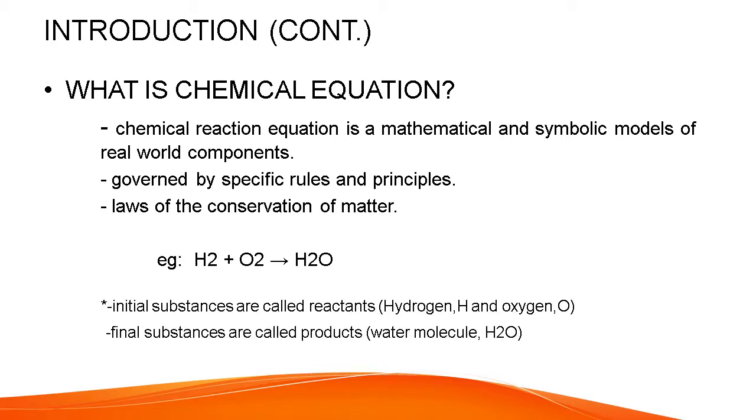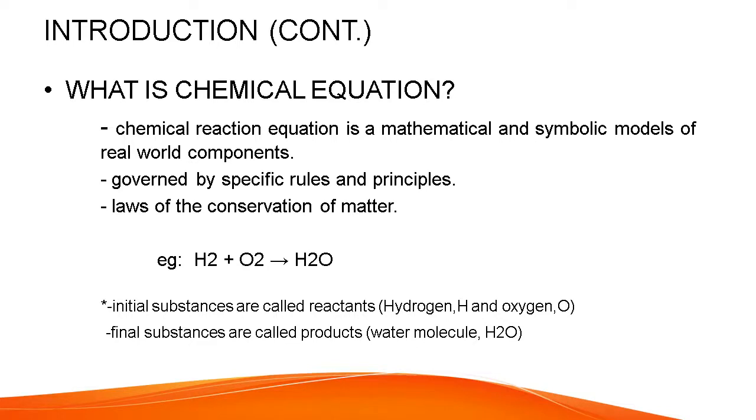Now, let me explain what is a chemical equation. Chemical reaction equations are basically mathematical and symbolic models of real-world components. Therefore, they are governed by specific rules and principles. The law of conservation of matter is one of them, which states that the total mass of the products must equal the total mass of the reactants.